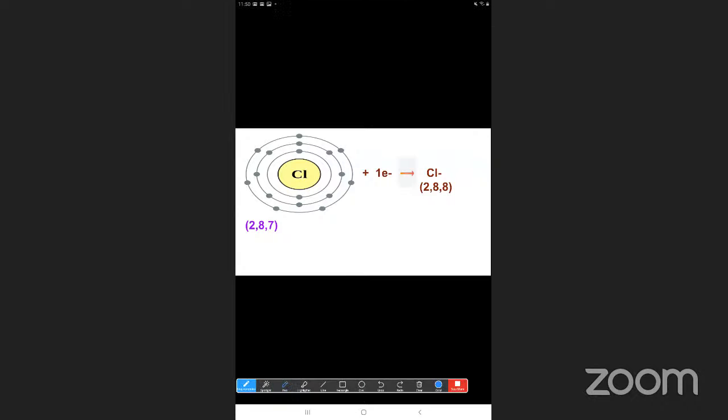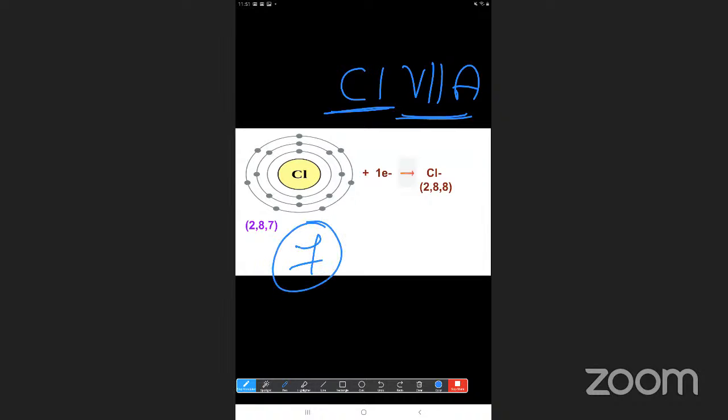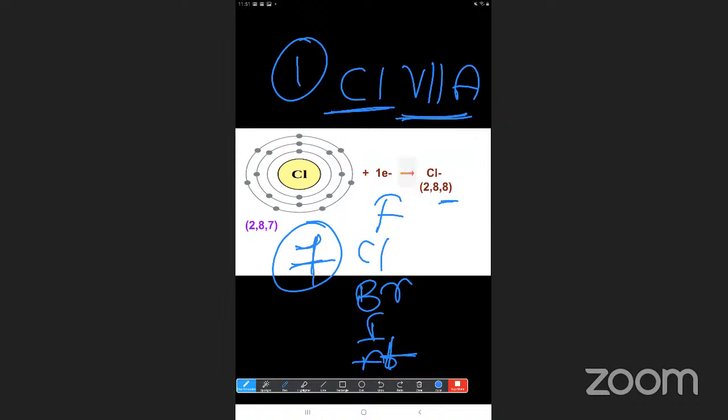Now look here, this is chlorine. Chlorine belongs to the 7A group. The 7A group elements want to take electrons to get a stable 8 electrons in the valency shell. They gain 1 electron, only 1 electron. All the 7A group elements, fluorine, chlorine, bromine, iodine, and astatine, gain 1 electron. Then those elements are stable with 8 electrons in the valency shell.